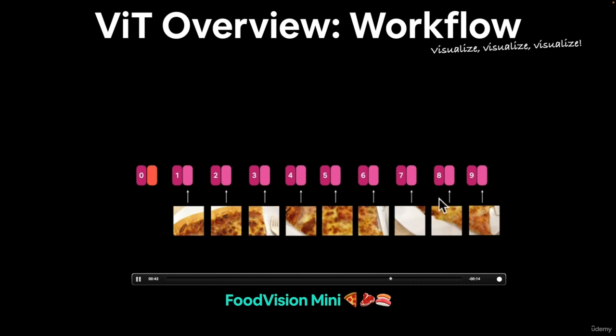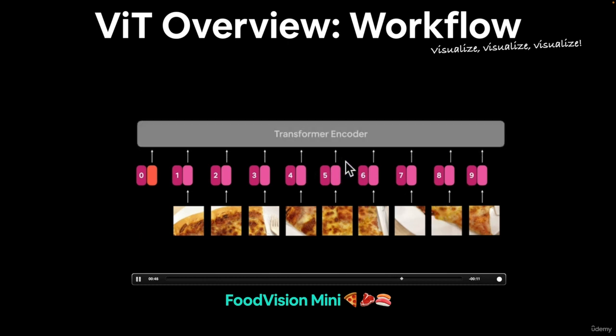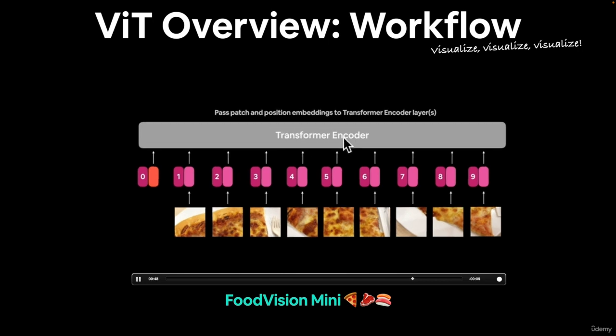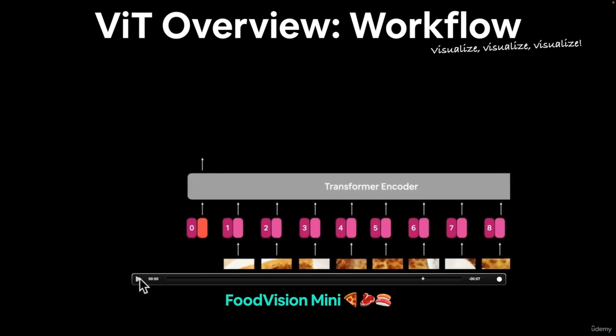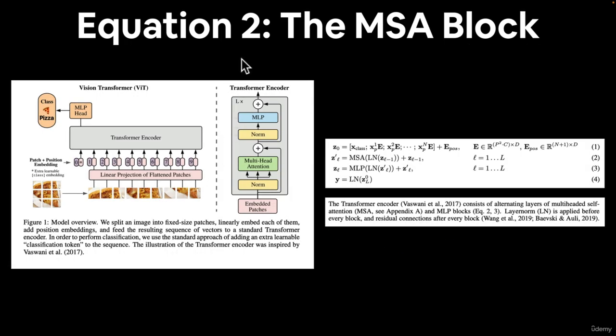Beautiful. Now we need to start replicating the transformer encoder block. So let's get started on that. We don't need to see any more of that. You can replay that if you like. Equation 2, the MSA block. This is what it's called. MSA stands for multi-head self-attention. Equation 2 is, we're going to refer to this as the MSA block.